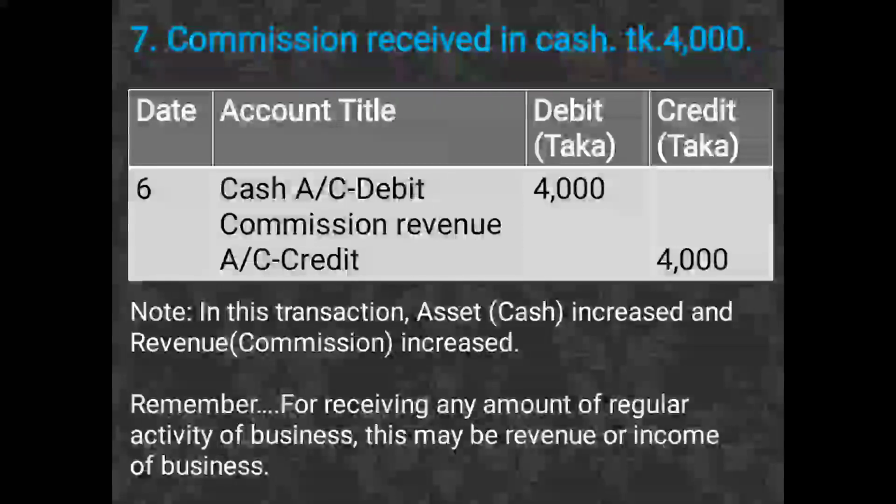Note, in this transaction, asset that is cash increased and revenue that is commission increased. Remember, for receiving any amount from regular activity of business, this may be revenue or income of business.